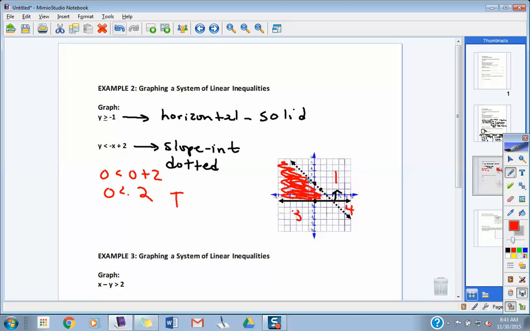Now again, just a shortcut right here. If you ever have a y and the arrow is pointing away from y, you're going to go above the boundary line. And if you ever have a y value in here where the arrow is pointing at y, you're going to go below the boundary line. And maybe this is a better way for you to remember.